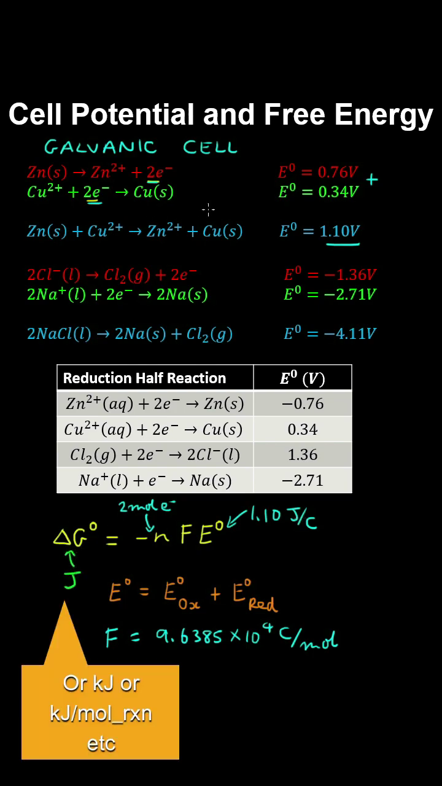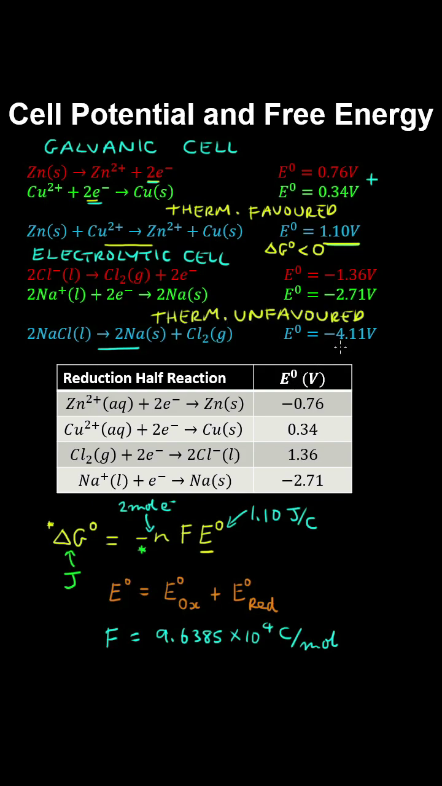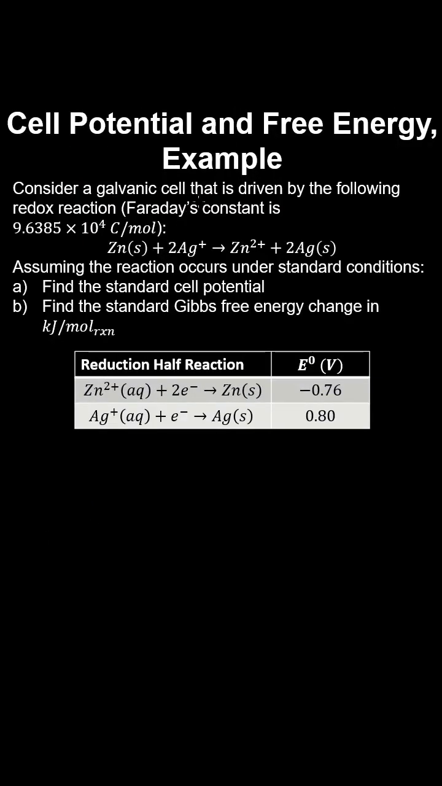And note that the redox reaction of the galvanic cell is thermodynamically favoured, so we have a positive cell potential, and for thermodynamically favoured reactions, delta G naught is less than 0. So that's why we have this negative sign here. And by the same logic, this electrolytic cell has a redox reaction that is not thermodynamically favoured. Consider a galvanic cell that's driven by the following redox reaction, and assume the reaction occurs under standard conditions.